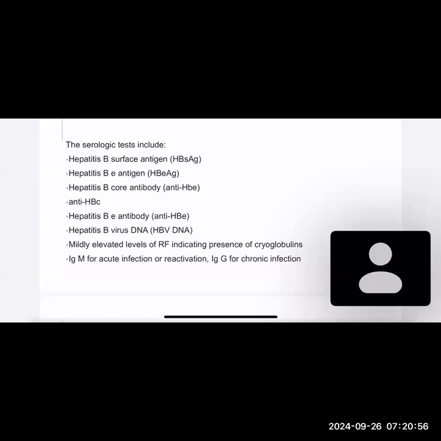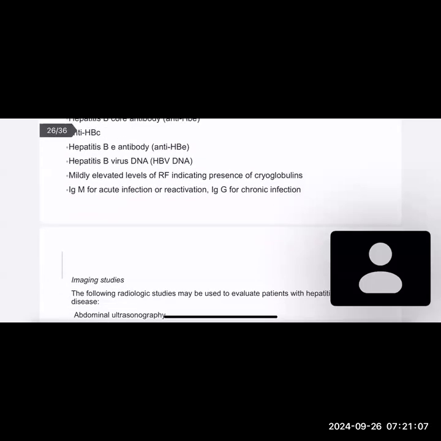In patients who have the antibodies against the core antigen, the immunoglobulin M points towards an acute infection or a reactivation. But those who have immunoglobulin G, it points towards a chronic infection.